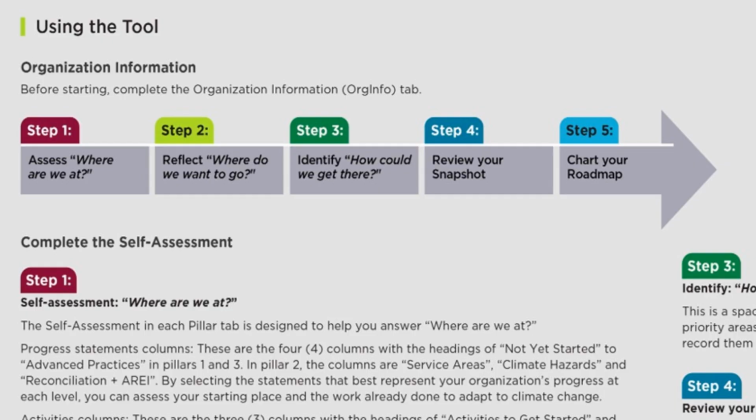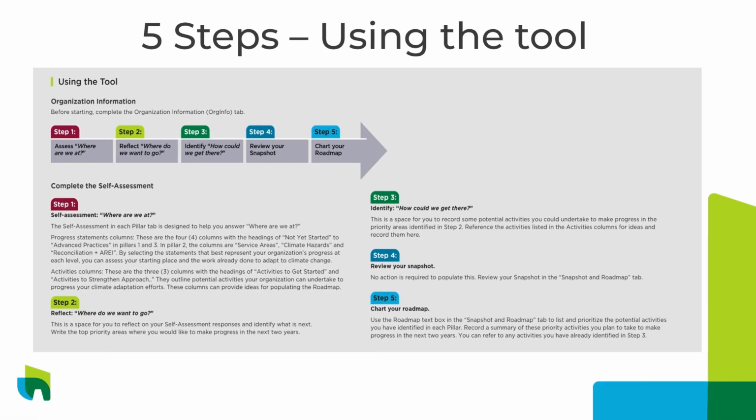Step 4. Review your snapshot. The snapshot provides a visual summary of your assessment results. It's generated automatically and can be used to support internal communication and reporting. Step 5. Chart your roadmap. The roadmap is a space to record up to 5 priority actions to guide your adaptation efforts over the next couple of years.